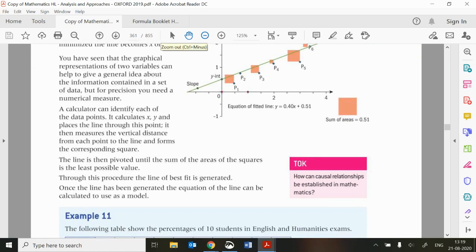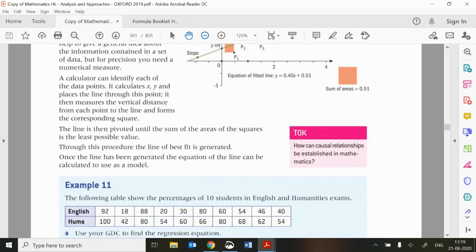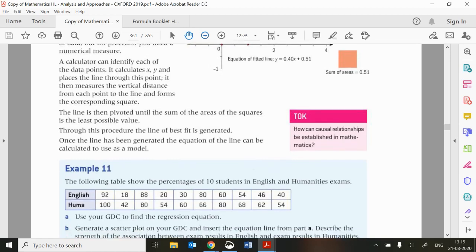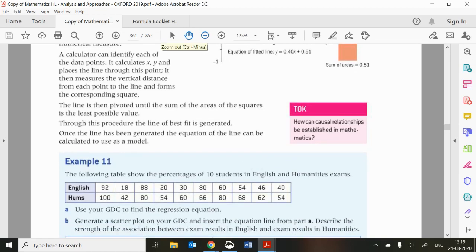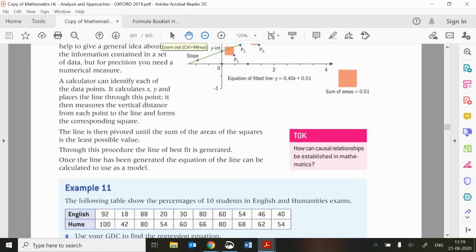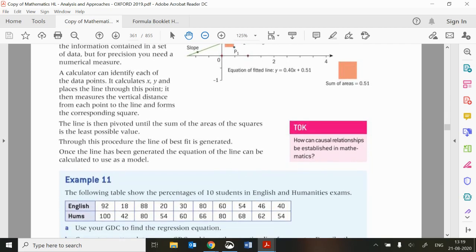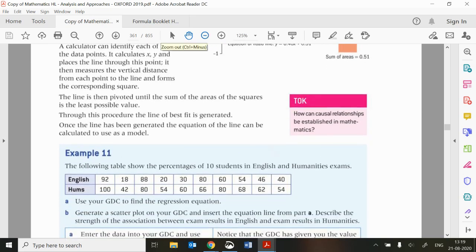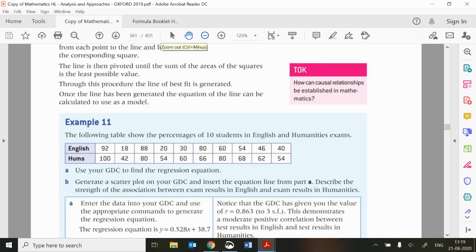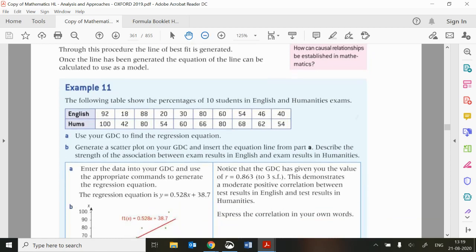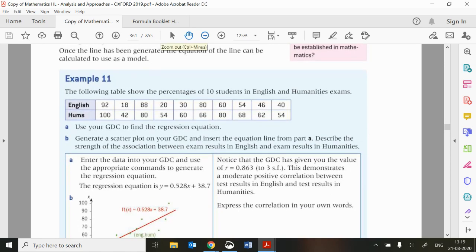There's a graphical illustration here, and a calculator can identify each case of the data points. It calculates x bar and y bar, I believe, and places the line through this point, and then measures the vertical distance. Basically what we were talking about. The line is then pivoted until the sum of the areas of the squares is at the least possible value. Now once the line has been generated, the equation of the line can be calculated.